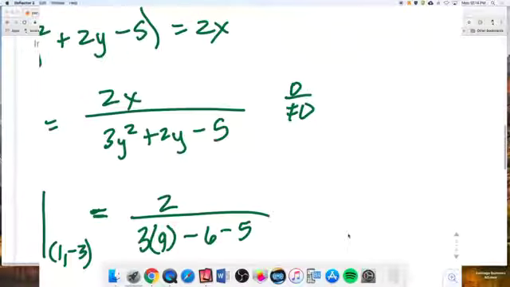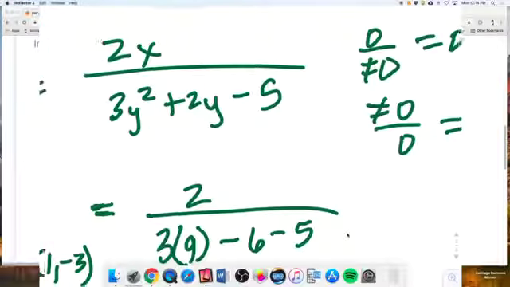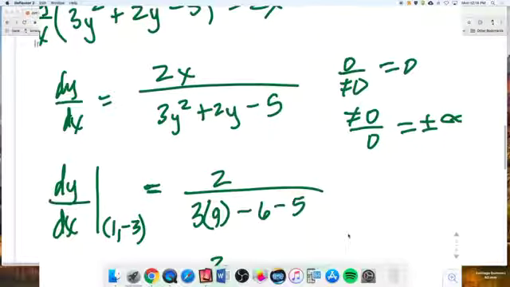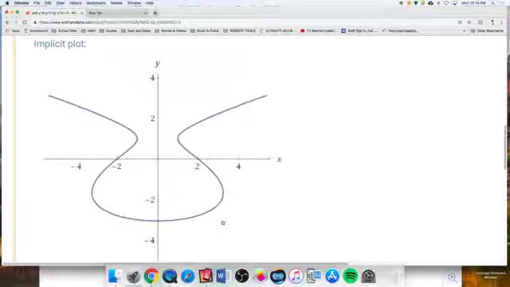Yeah, 0 over non-zero equals 0. Okay, but non-zero over 0 equals plus or minus infinity. Well, that would be setting the denominator equal to 0. The denominator is a quadratic, which means it has how many roots? Up to 2. How many vertical tangents did the graph appear to have? 2. Yeah.